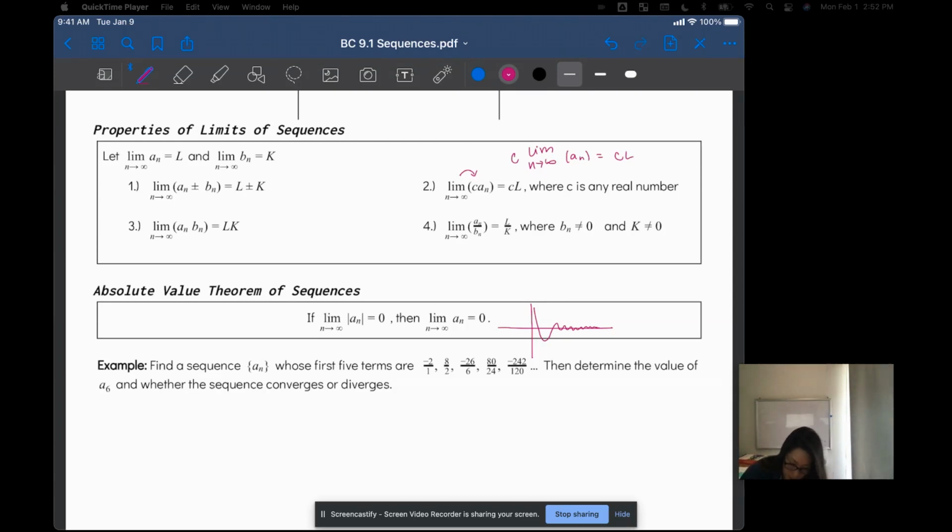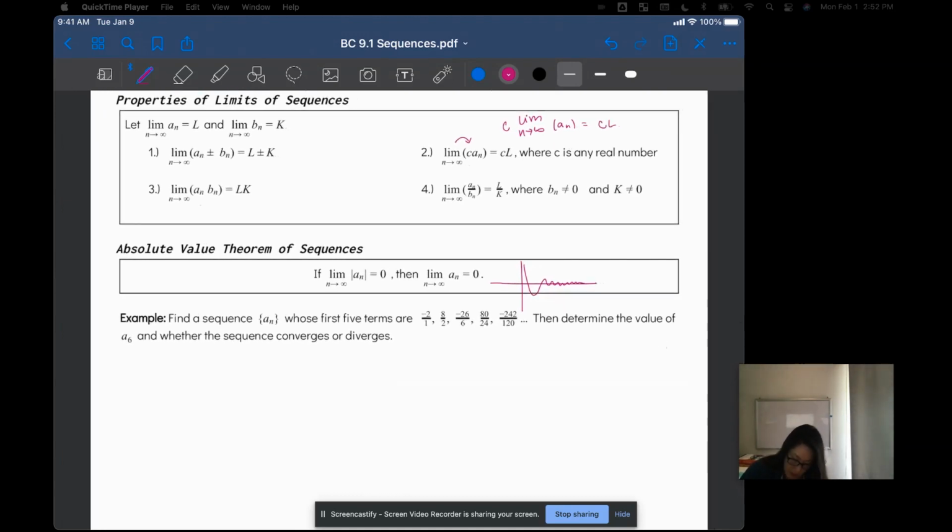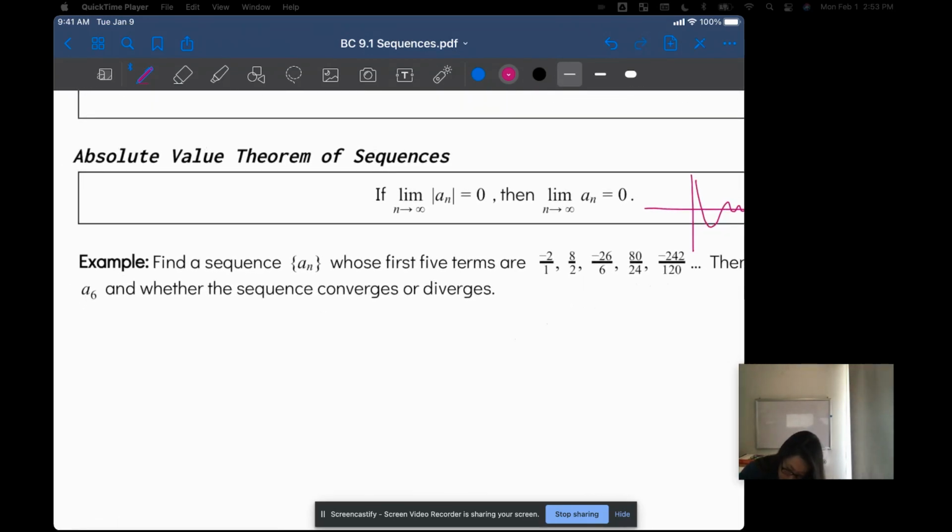So we have the first five terms of a sequence, and we have to write this now, finding our a sub n, so the rule for a sub n, and this can be tricky. So I'm going to look at the numerator's numbers first. The sequence of the numerator is negative 2, 8, negative 26, 80, and negative 242. And you have to remember that this is a sub 1. So we're substituting in 1 for n.